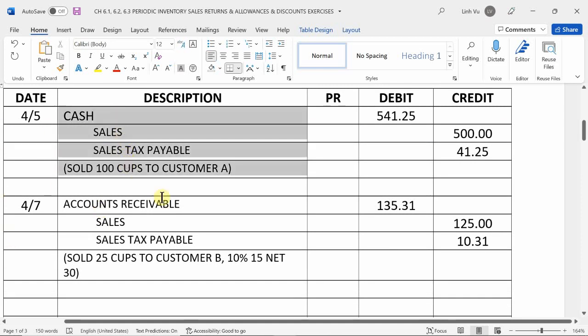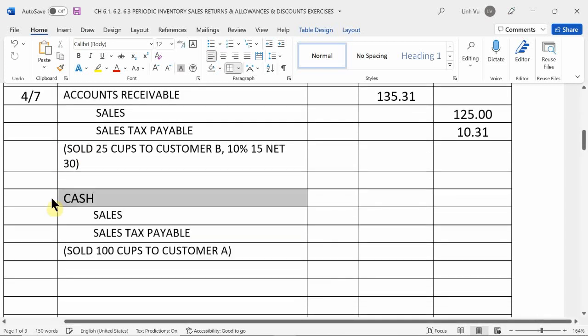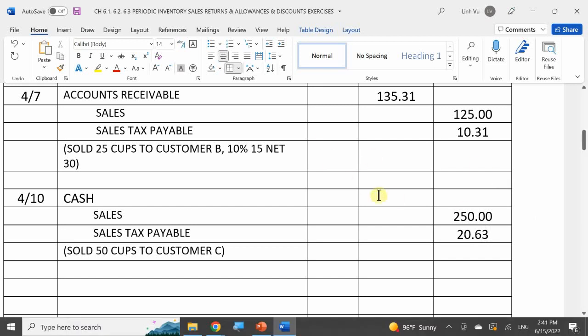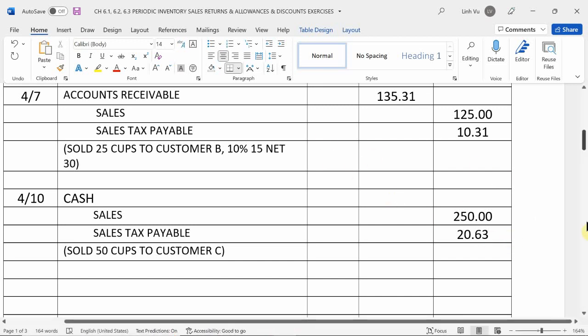Same as the first one on April 5th, but with the sale of $250. Sales of $250, and then with sales tax of $20.63. Okay, so in grand total, how much cash should I be receiving from customer C? $270.63. Good.